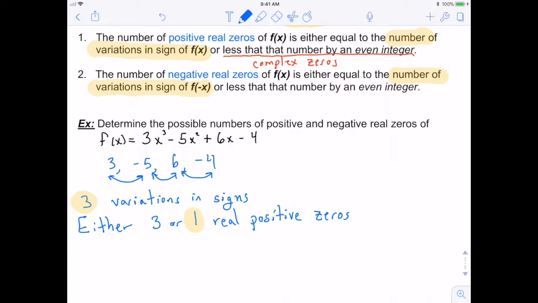Now let's do the negative case. For this, the first thing we have to do is find what f of negative x is. And to do that, every time we had an x before, we need to change that to be a negative x.